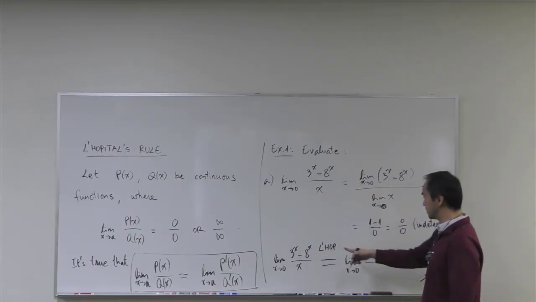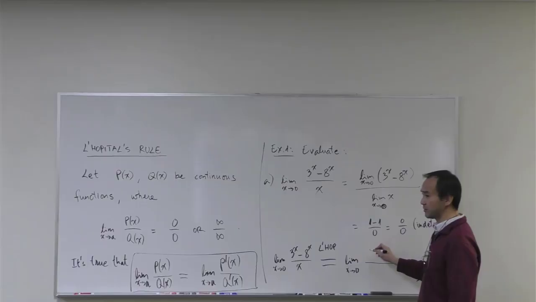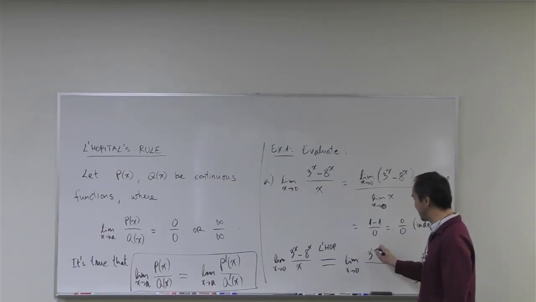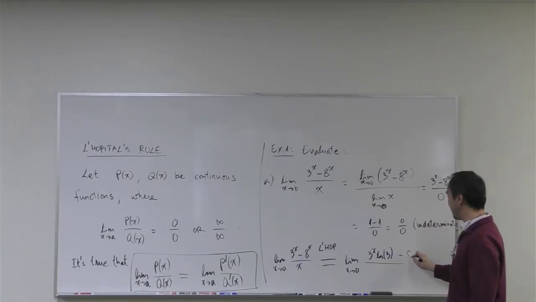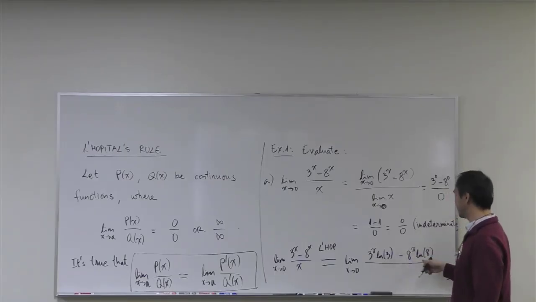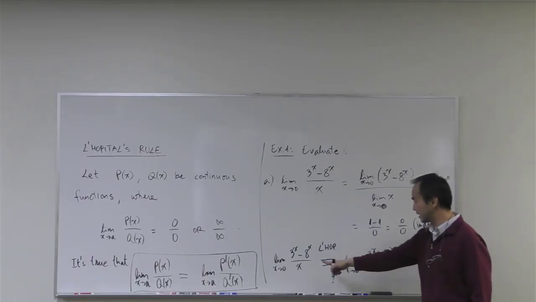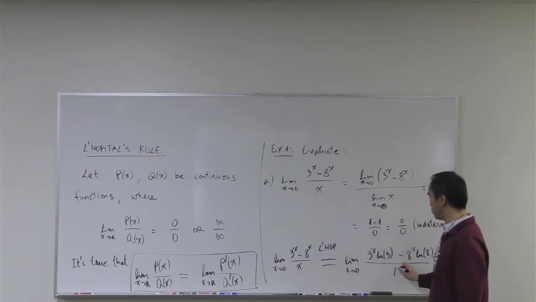So the derivative in the numerator here, you guys do remember, it's an exponential with base other than e right there. So it's 3 to the x times the natural log of 3. Right? For the first term, minus now 8 to the x times natural log of 8. Right? For the second term, and the derivative in the denominator here is simply just 1. Right?